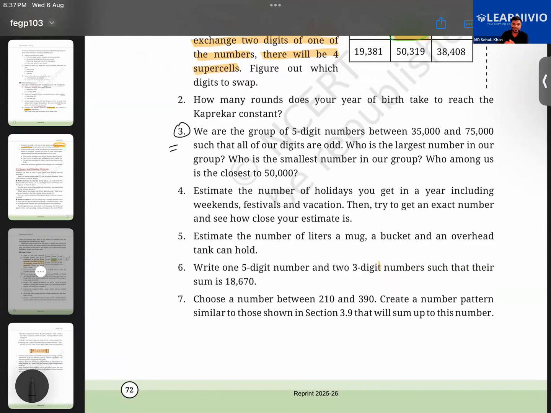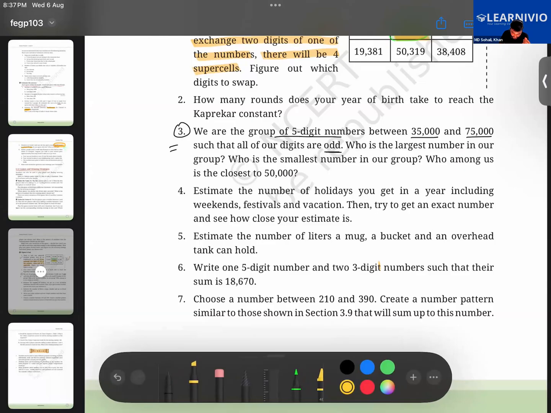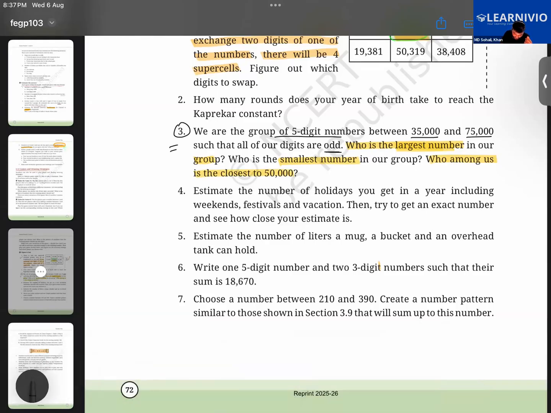So guys, the question says we are the group of 5-digit numbers between 35,000 and 75,000, such that all of our digits are odd. So we have to take only odd digits. Then the question asks who is the largest number in our group, who is the smallest, and who among us is the closest to 50,000. See, we have 35,000 here and 75,000 here.